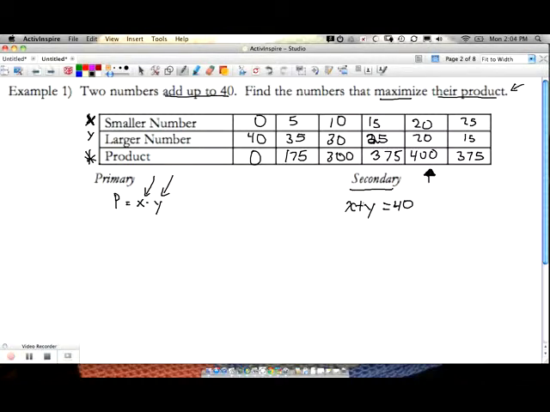This is helpful because I can solve for one of these variables. For example, let's say I solve for x. So I'm going to subtract y from both sides. Then I get x equals 40 minus y. So I'm going to plug in 40 minus y for x.